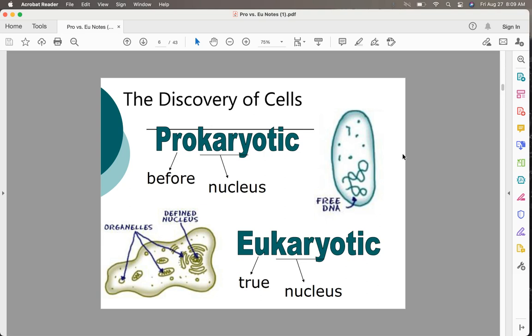They are the first primitive cells. And as I said, they don't have a nucleus. So eukaryotic means true nucleus. We just talked about that. So as you can see from this little green guy over here, we have a defined nucleus, and now we also have something called membrane-bound organelles. This means that these organelles contain membranes around the outside of them. So eukaryotic cells evolved after prokaryotic cells. The theory is something called endosymbiosis.